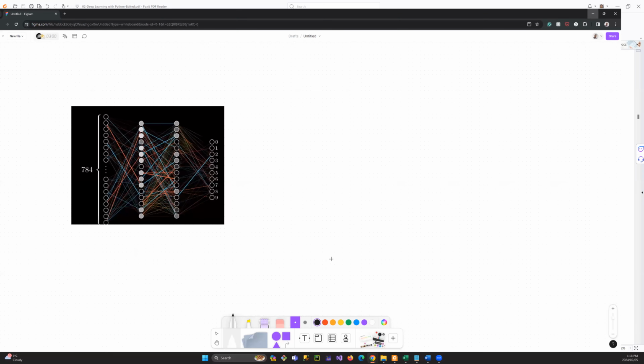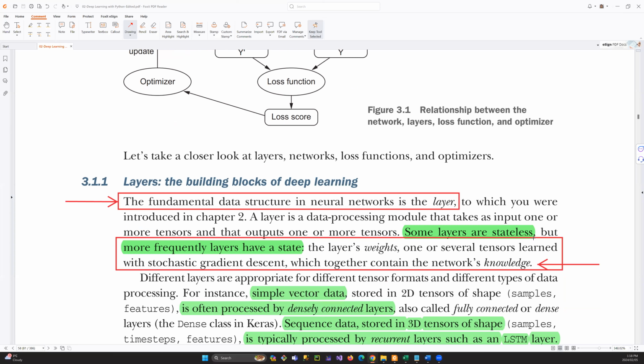Okay, by saying that, we say some layers are stateless, but more frequently layers have a state. That means the layer's weights are one or several tensors learned with stochastic gradient descent. You remember that we talked about that. We use stochastic gradient descent to fix them, and that's the job of the optimizer, and together they contain the network's knowledge. Where do you think the knowledge of the model exists? We talked about it. It exists in weights and biases.